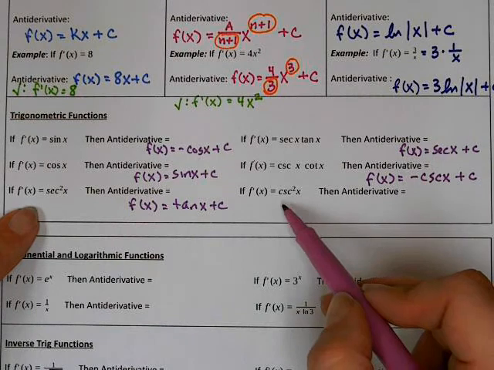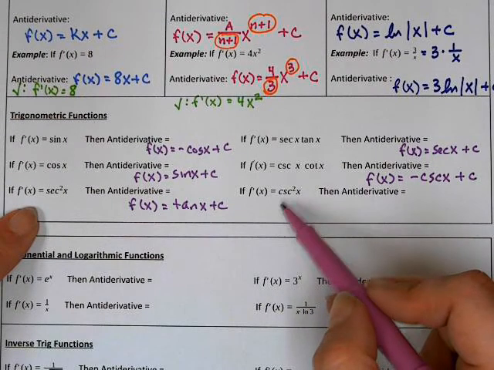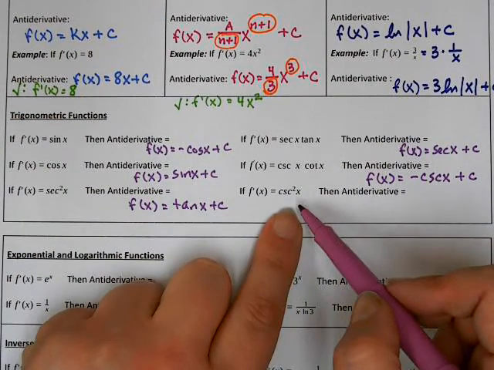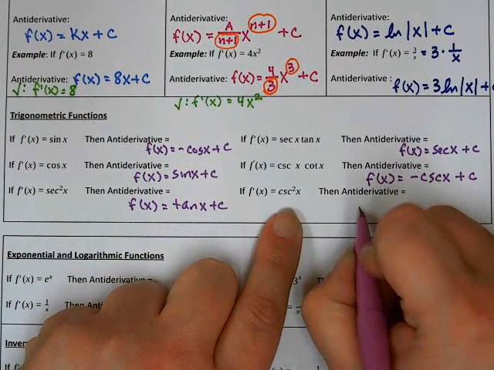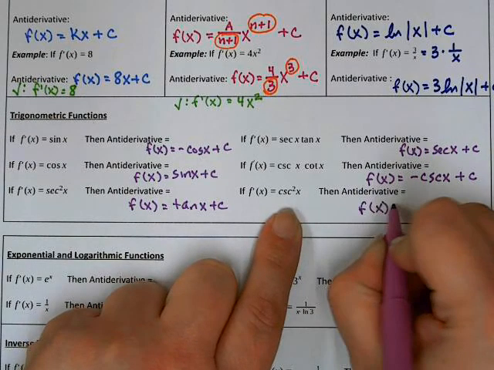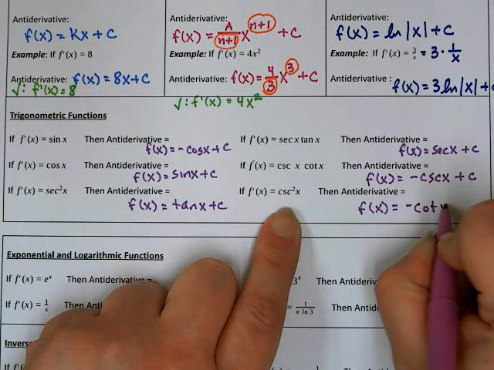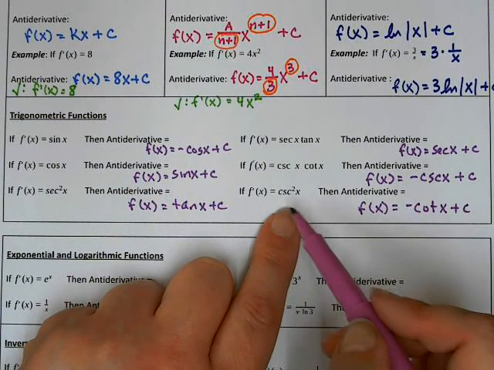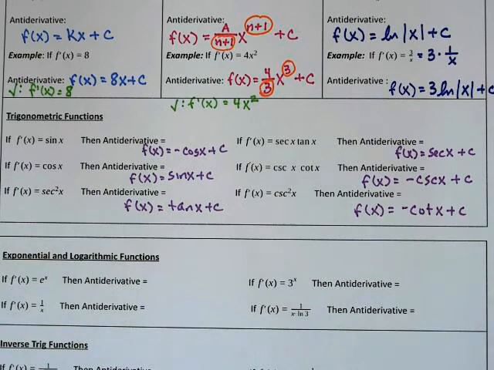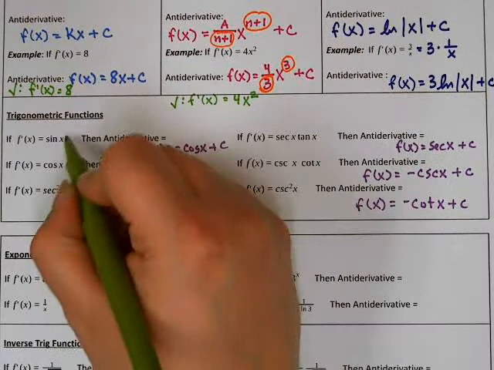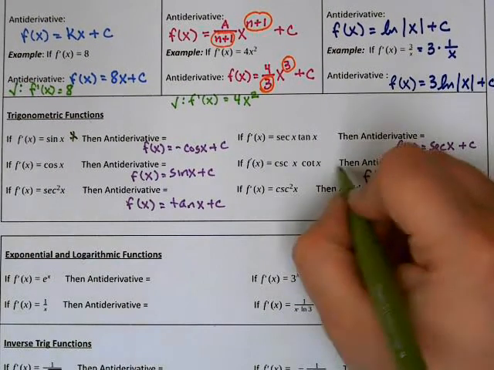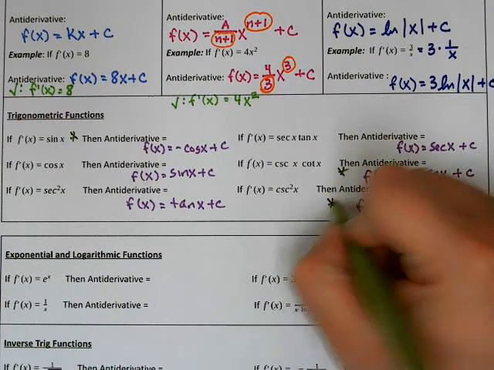And here we've got the first derivative is cosecant squared. Again, that's one that's usually negative, which means my original function, which is cotangent, must be negative in order to make our first derivative positive. So again, be very careful with the signs on ones like this, this, and this.